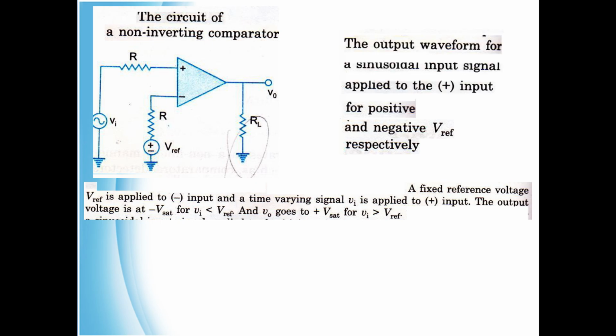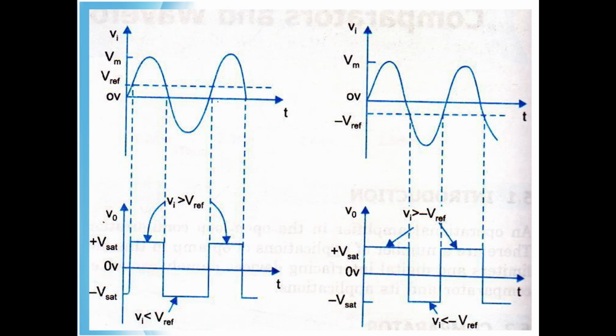The output waveform for a sinusoidal input signal applied to the plus input, for positive and negative V reference respectively, is like this. So for positive V reference, how the voltage will be, and for negative V reference, the voltage variation is going to be like this. So the voltage goes from minus Vsat to plus Vsat.